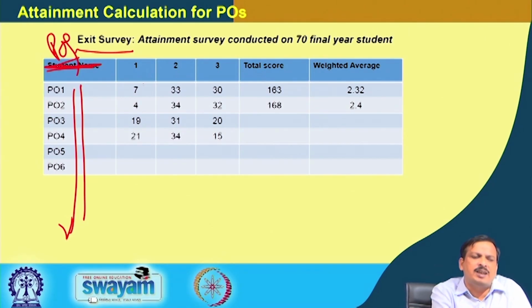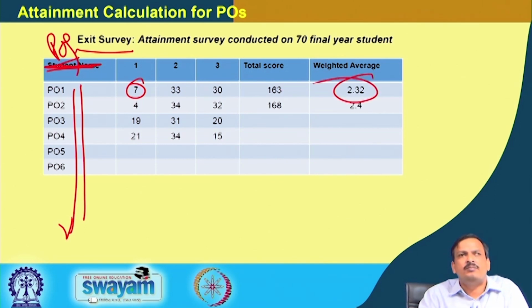So, for PO 1, 7 students said the same. The same way I can calculate the average attainment level of PO 1, the average attainment level of PO 2 based on the exit survey, and the average attainment level of PO 3. The same thing will come, it will again become 1.8, I think, because the data is the same. The data may be different, so once you have collected it, you can calculate those things. So, the attainment level is calculated.